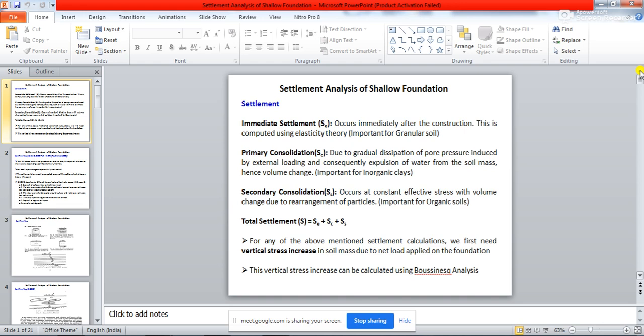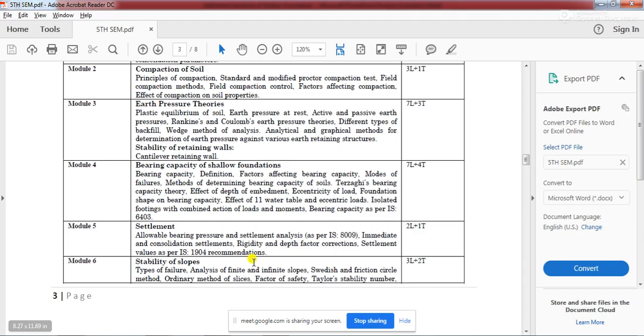If you see your syllabus, there is a module 5 given, and in that module 5 is basically settlement analysis of shallow foundation. Allowable bearing pressure and settlement analysis as per IS 8009, immediate and consolidation settlements, rigidity and depth factor corrections, settlement value as per IS 1904 recommendations.